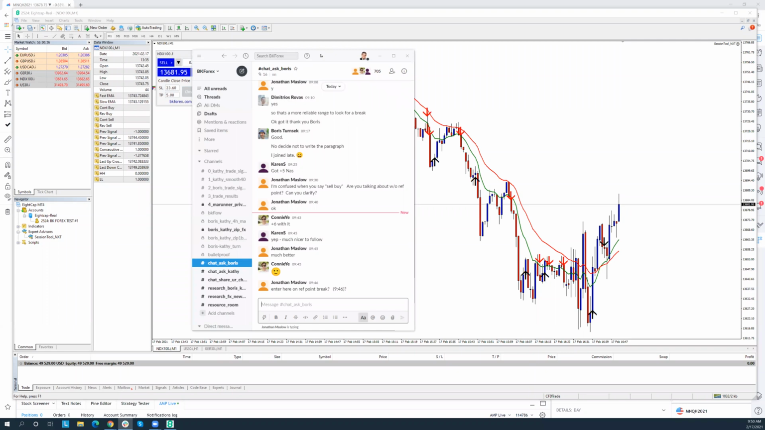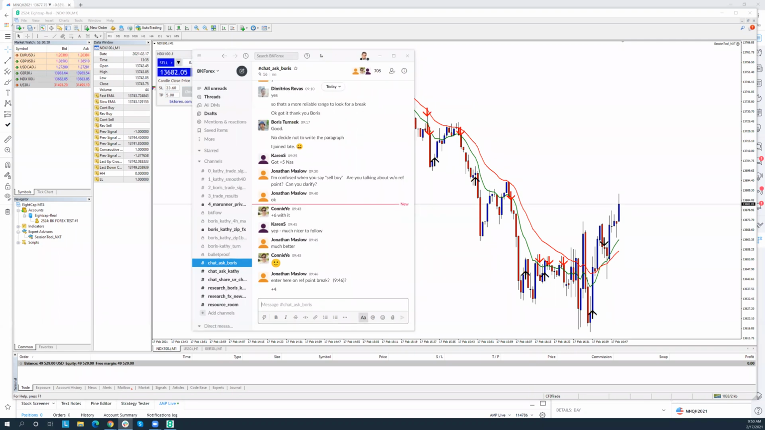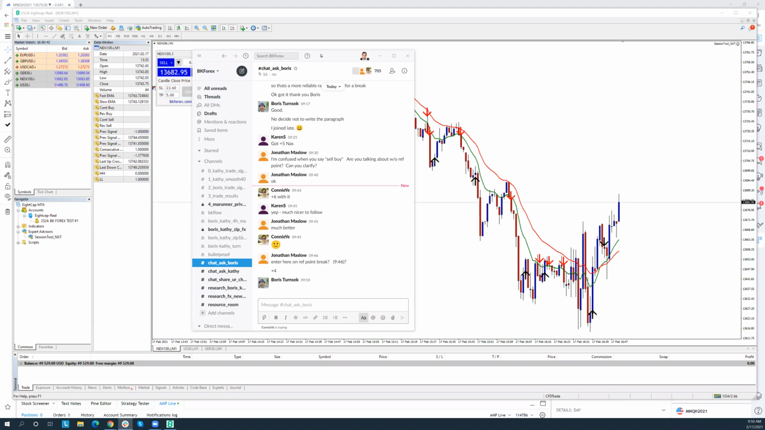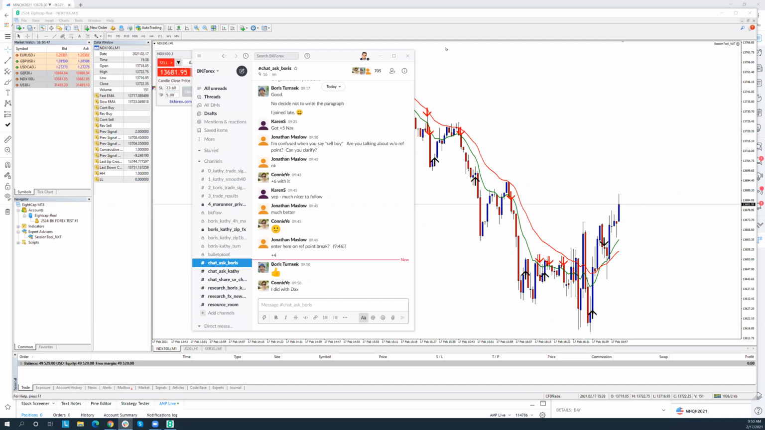For sure, futures made the move. Good job. Better than nothing. Good job. I know Connie stayed with a trade. Connie O's. Oh, you did with a DAX. Oh, I wasn't even looking at DAX.